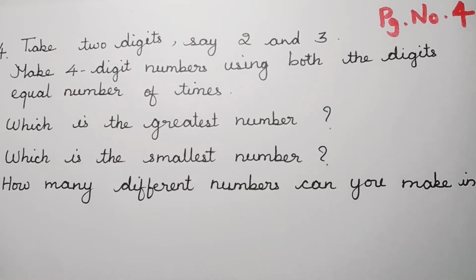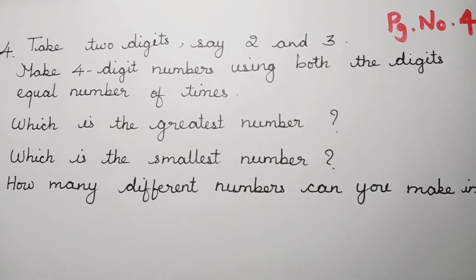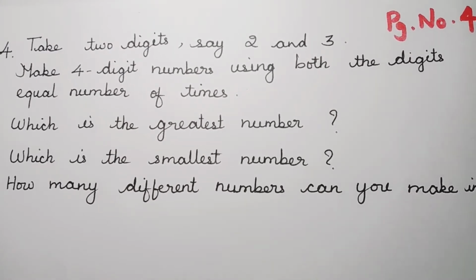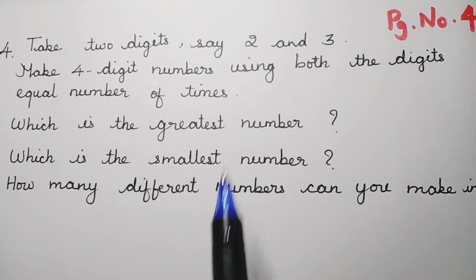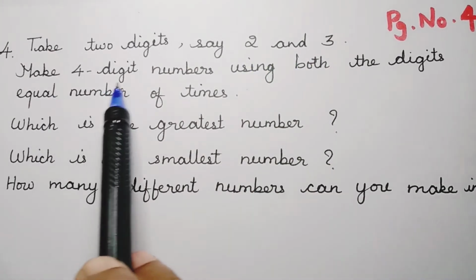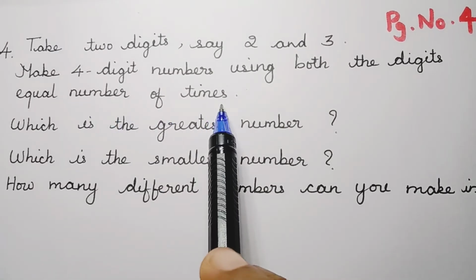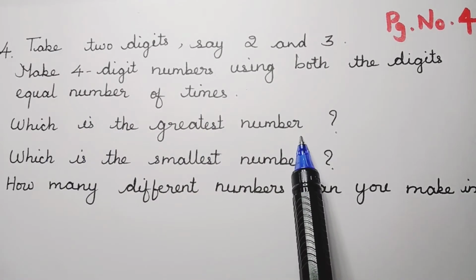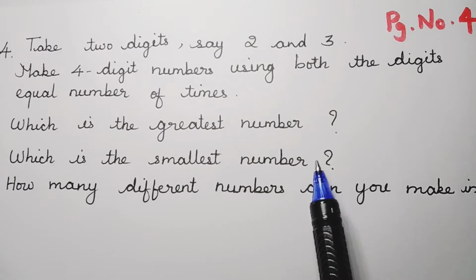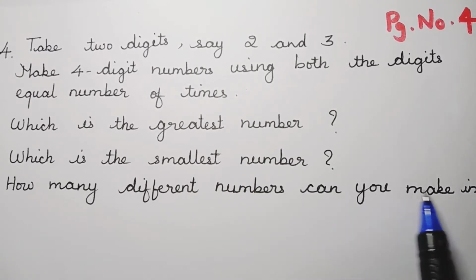So we will see the next question. Page number 4, question number 4. Take 2 digits, say 2 and 3. Make a 4-digit number using both the digits an equal number of times. Which is the greatest number? Which is the smallest number? How many different numbers can you make in all?